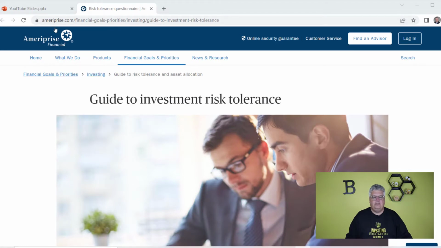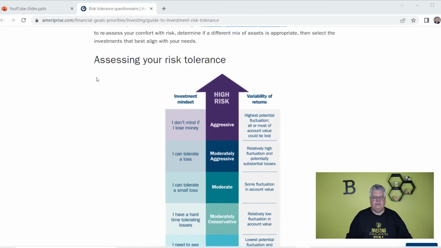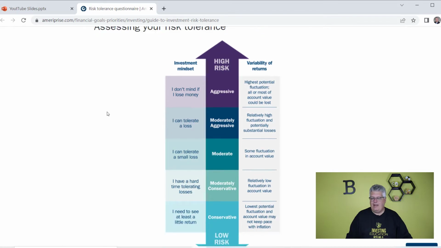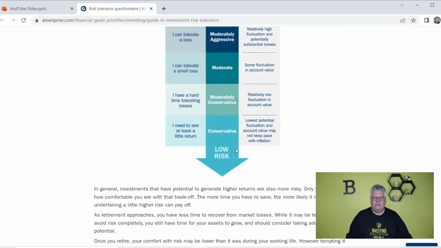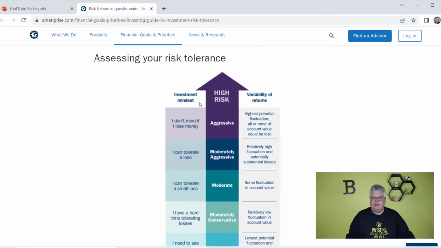It's from Ameriprise. They're a financial services firm, financial advisor, and they had a little article here on risk. But one thing I liked was this assessing your risk tolerance, a very simple type thing. Let's walk through that, so you can get a feel for your risk tolerance. It's determining high risk, your investment mindset and the variability of returns, all the way down to low risk here, right? So you get the idea there. Basically it's just thinking of your mindset and asking questions, which is a good place to start.